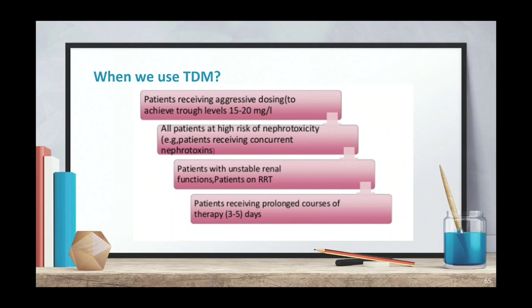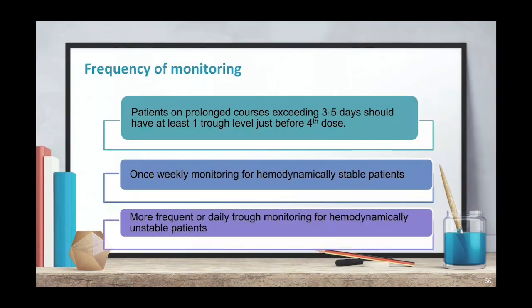When we use TDM: if the patient receives aggressive dosing to achieve trough levels, all patients at high risk of nephrotoxicity, patients with unstable renal functions or patients on renal replacement therapy, and patients receiving prolonged courses of therapy of 3 to 5 days. And what is the frequency of monitoring? Patients on prolonged courses exceeding 3 to 5 days should have at least one trough level just before the fourth dose. Always remember, just before the fourth dose. Once weekly monitoring for hemodynamically stable patients. More frequent or daily trough monitoring for hemodynamically unstable patients.